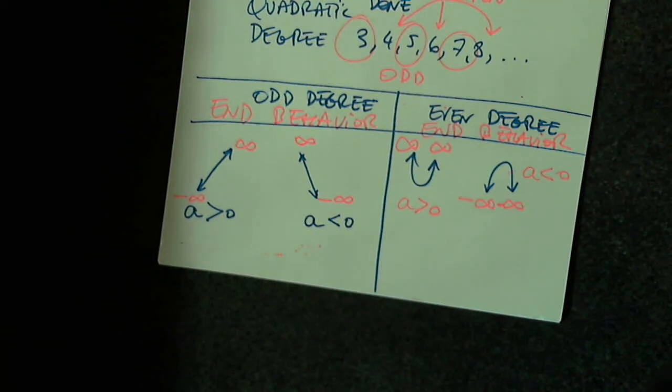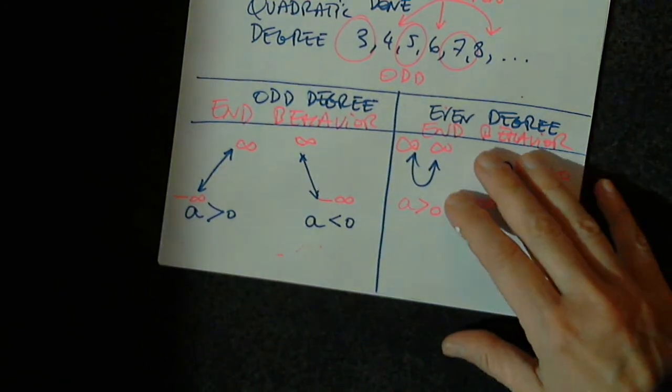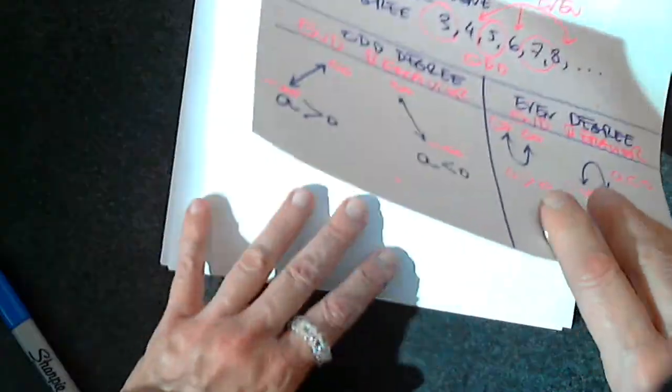Okay? Odd degree, negative leading coefficient. 1, 2, 3, 4. Odd degree, negative leading coefficient. There are 3 pages in the book about just this topic. Okay, so we cleared end behavior.